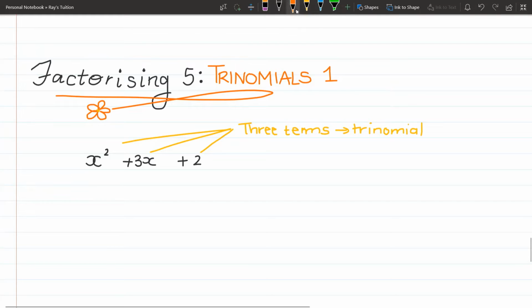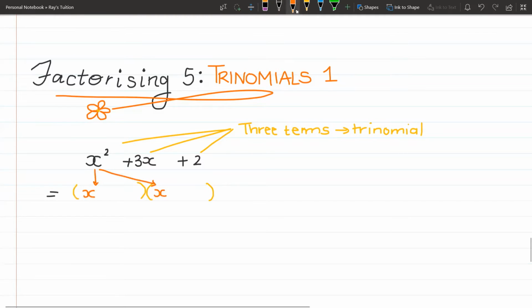So the first step that you're going to do is you're going to draw two brackets because we will factorize it and it will be the product of two brackets. And then what you're going to do is that first term, whatever it is, you're going to put the square root of it in each bracket. So x and x. So that comes from the first term.